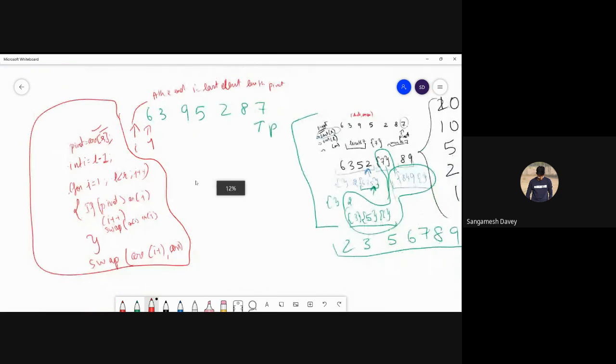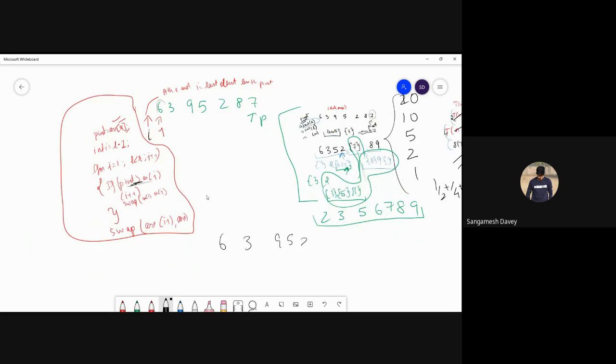So what I say, your i will be pointing to L minus 1. L is this, so I'll be pointing to L minus 1. Now first I will check pivot and arr of j, I'll first check 6 and 7. Now we notice that 6 is less than 7. If it's less than 7, just increment i and swap arr of i and j.